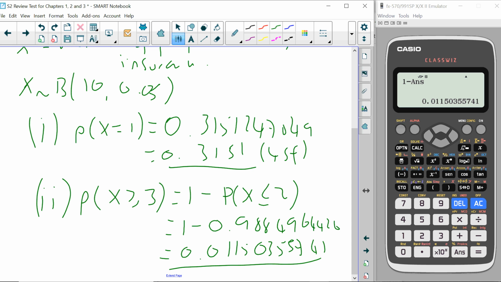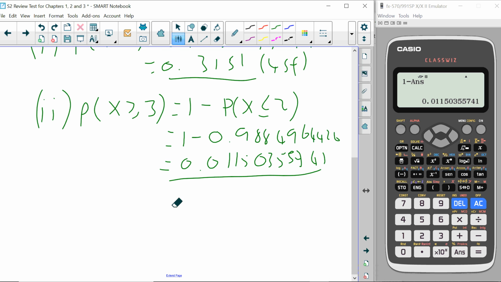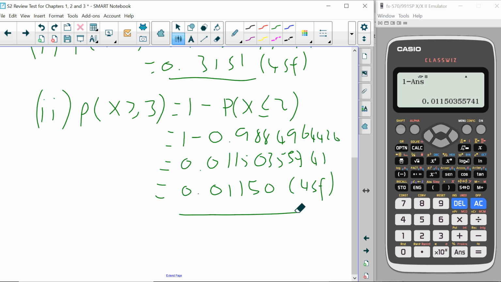So extend the page. Now I can extend the page. Our value becomes, to 4 significant figures, 0.01150. Okay, and that's now to 4 significant figures. So that's part A and B out of the way, so we've got 3 of the marks available in that question.